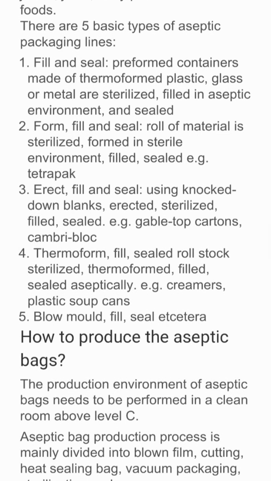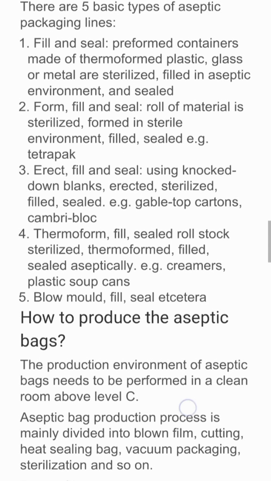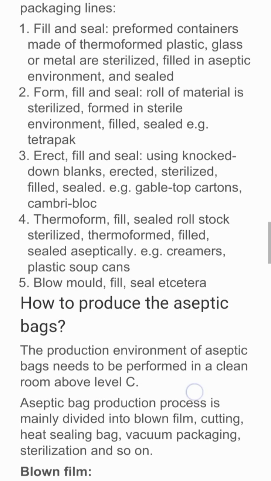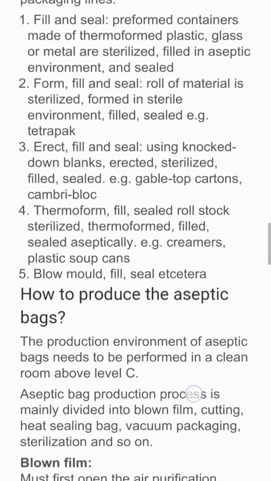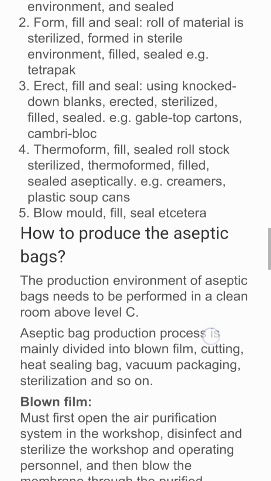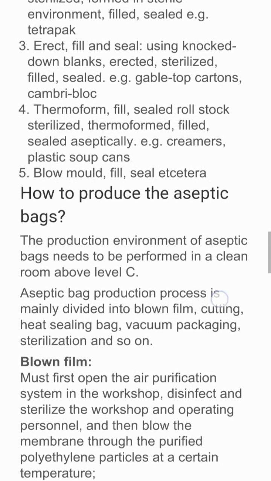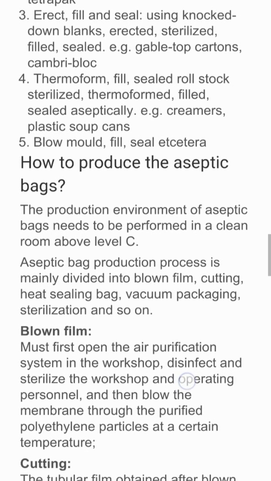There are 5 basic types of aseptic packaging lines. 1. Fill and seal. Preformed containers made of thermoformed plastic, glass or metal are sterilized, filled in an aseptic environment, and sealed. 2. Form, fill and seal. A roll of material is sterilized, formed in a sterile environment, filled, and sealed, e.g. Tetra Pak. 3. Erect, fill and seal, using knocked down blanks, erected, sterilized, filled, sealed, e.g. gable top cartons, Combibloc.